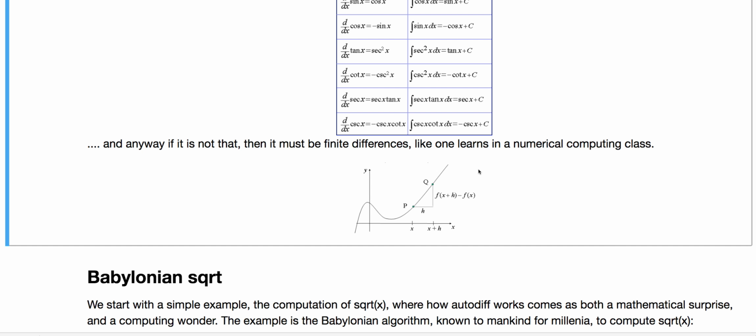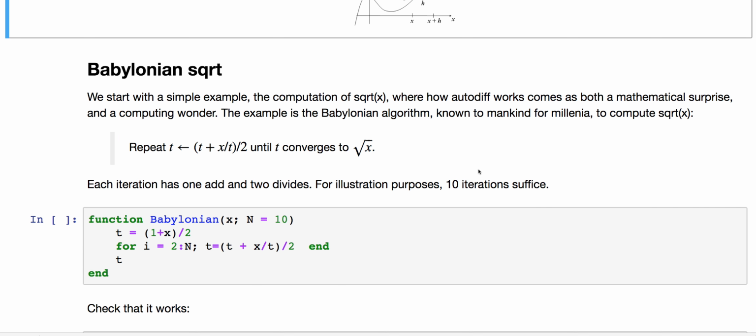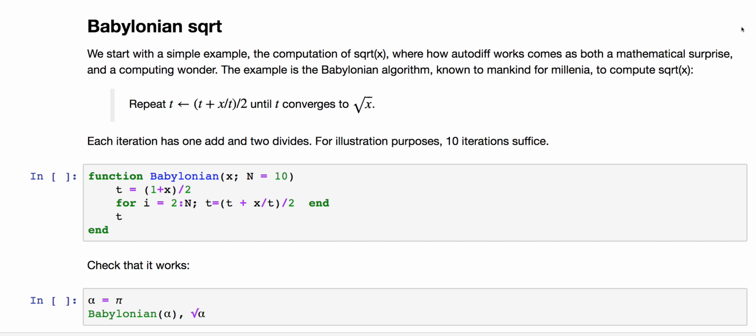Well, the truth of the matter is that automatic differentiation is neither of these two technologies. And this is very interesting. I'd like to illustrate the difference with the Babylonian square root algorithm. It is a rather straightforward algorithm, and its goal is to compute the square root of x.